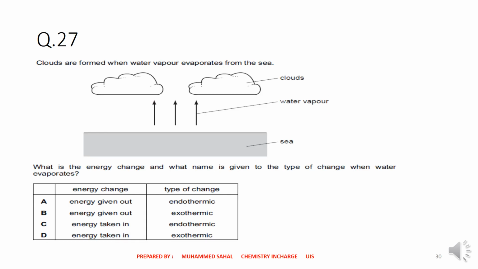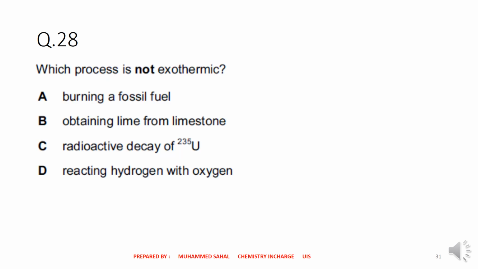Clouds are formed when water vapor evaporates from the sea. What is the energy change and what name is given to the type of change when water evaporates? Option C. Which process is not exothermic? Option B.